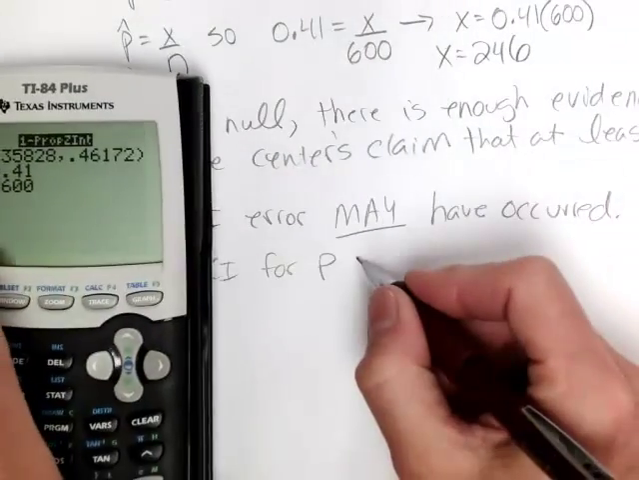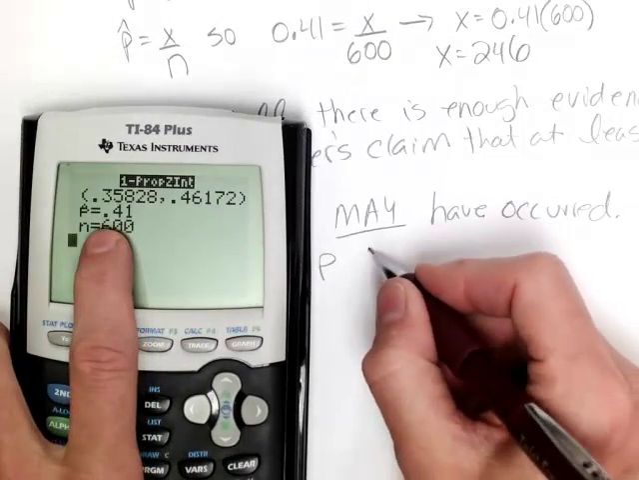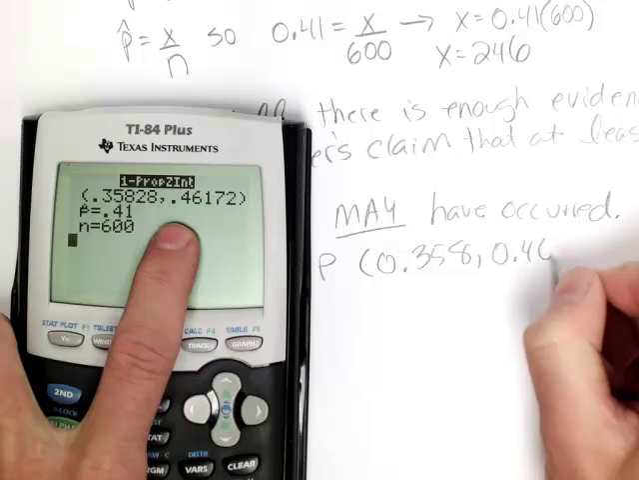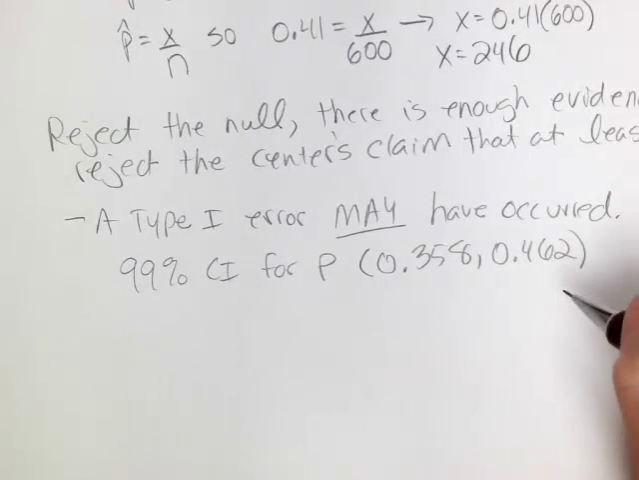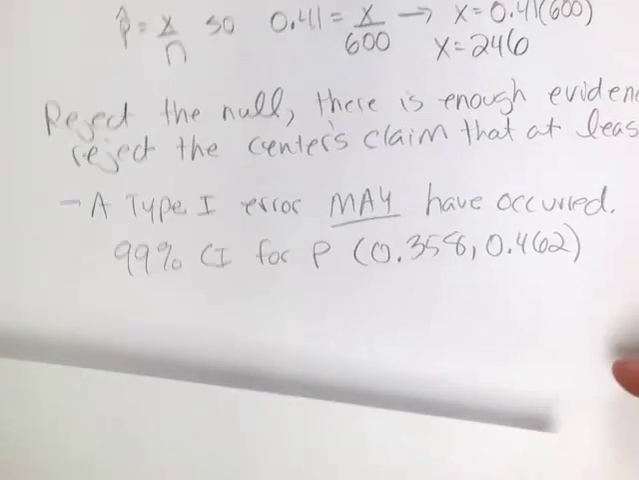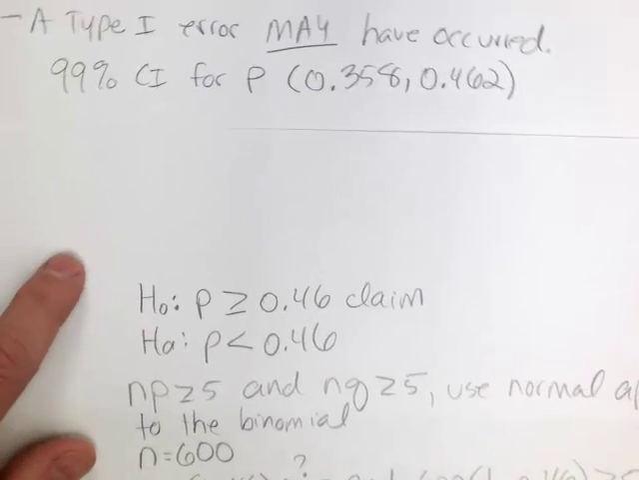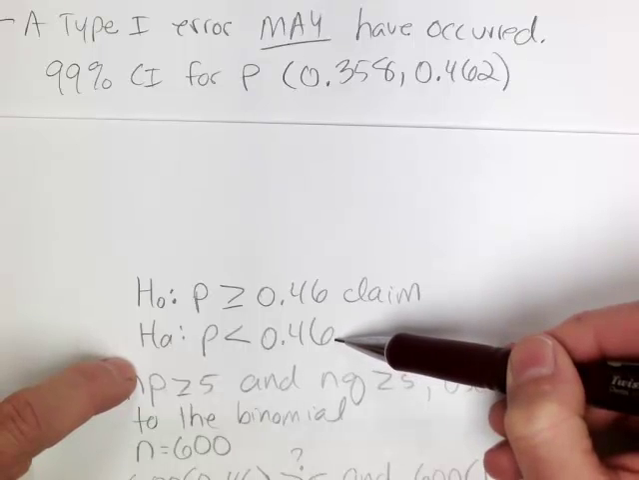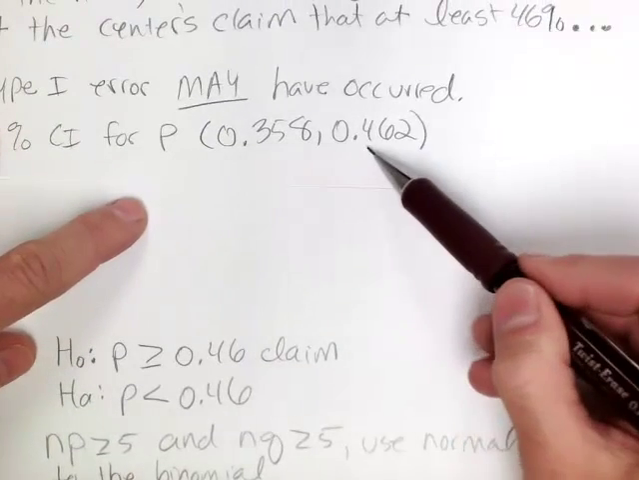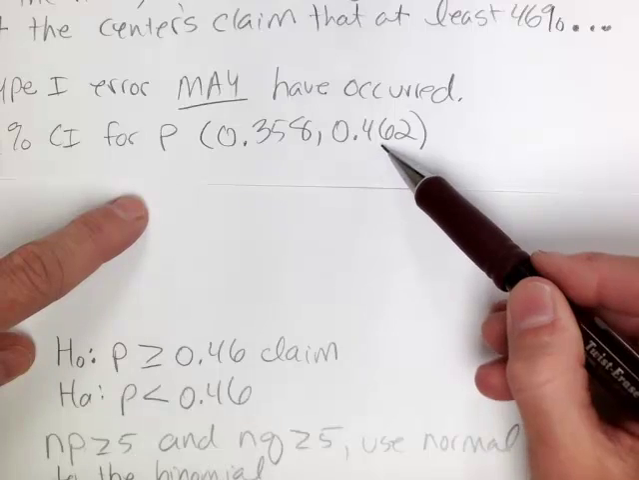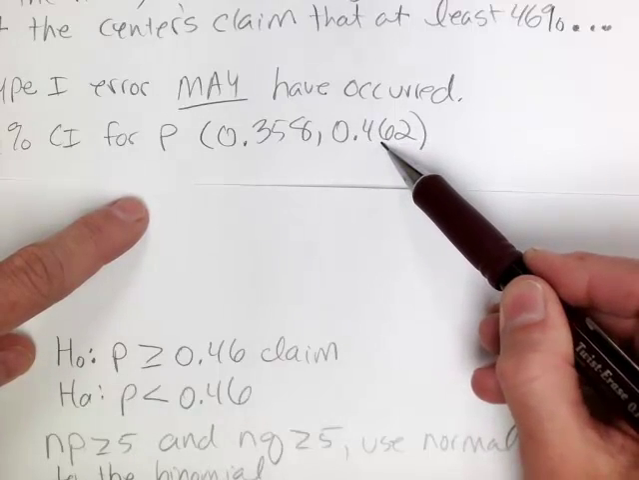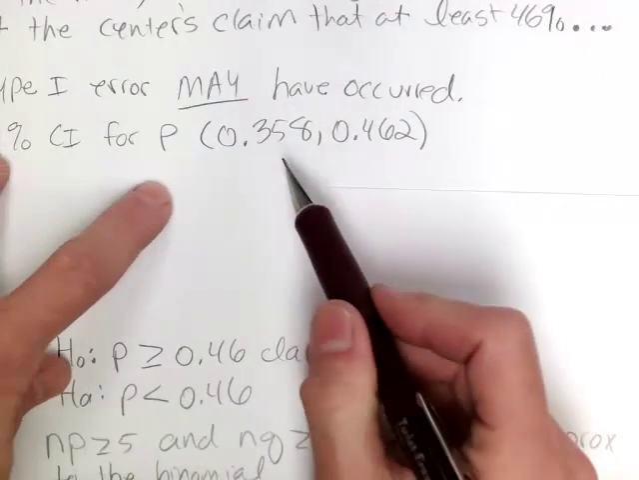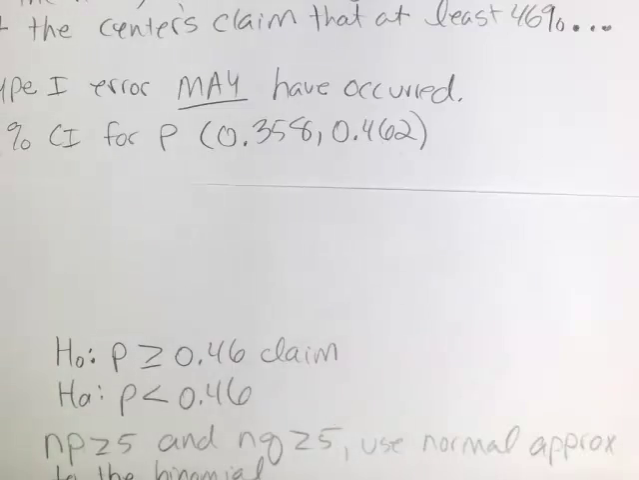My confidence interval limits go from about 0.358 up to about 0.462. So is this consistent with rejecting the null? Let's look at our hypotheses again. The alternative hypothesis was that p was less than 0.46. If we look at the confidence interval, most of it is below 0.46. We have a smidge of covering here, but that's reflected by the fact that our test statistic was reasonably close to the critical value. But this is consistent with being in favor of the alternative.